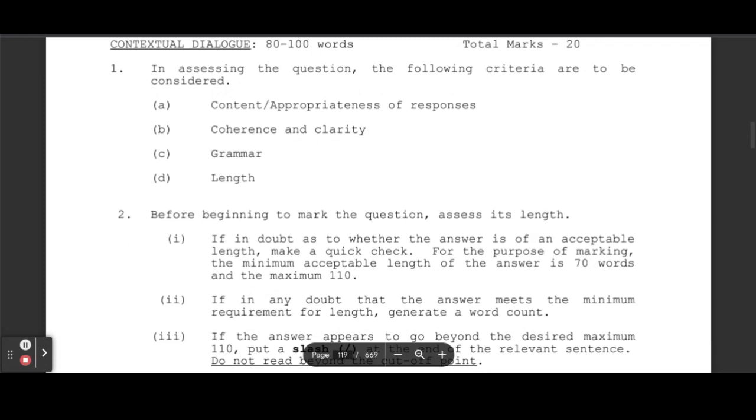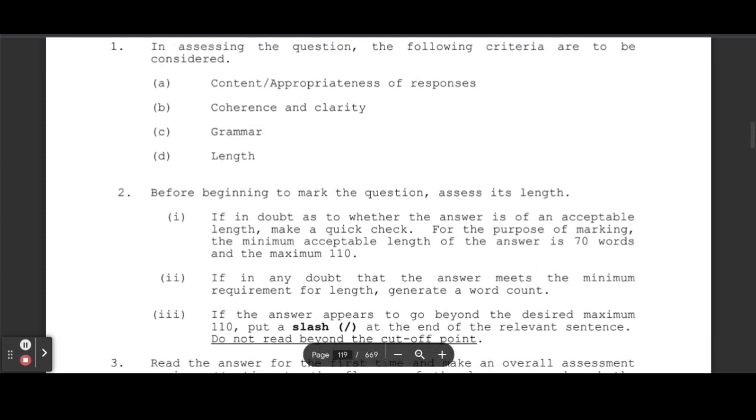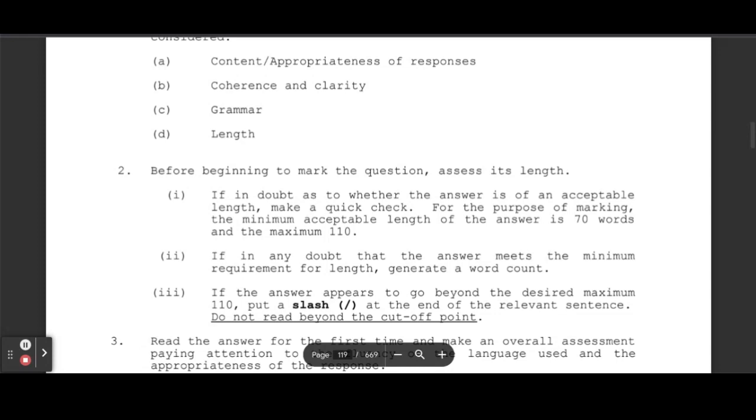So for dialogue, you need to ensure that your content and appropriateness of responses are on point. So again, we have another context, right? Everything is context so far in this particular paper, right? Because you're doing language, and language responses are based on the situation you're in. Coherence and clarity, because you're responding and filling in the blanks of dialogue, it must make sense. Grammar, can't do a language exam and ignore grammar. And then length, hit the word limit.